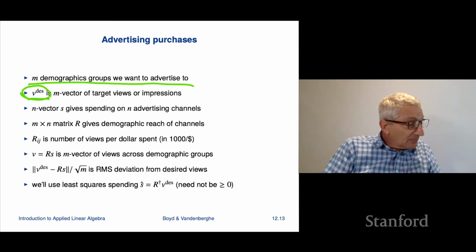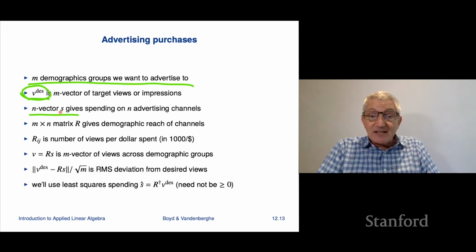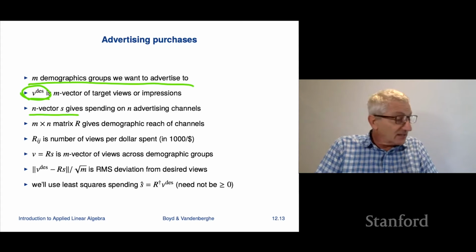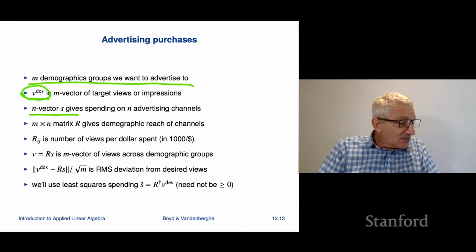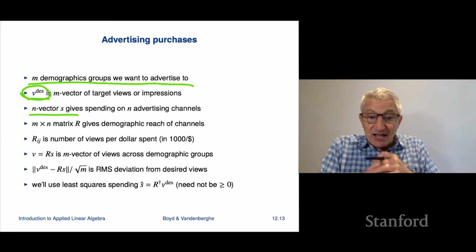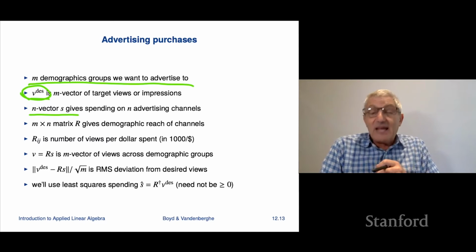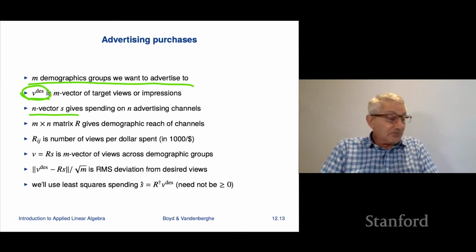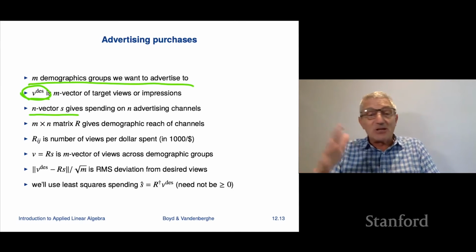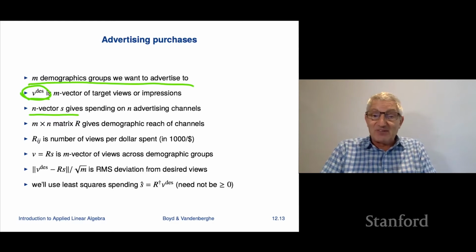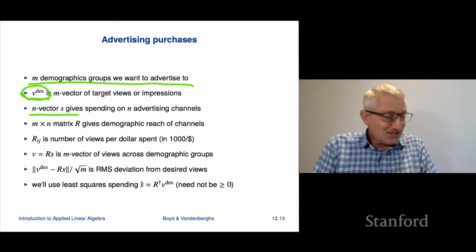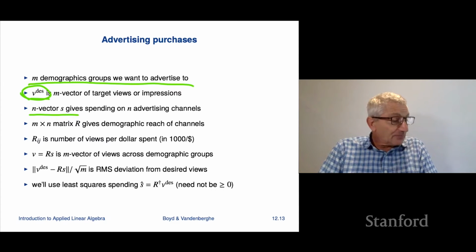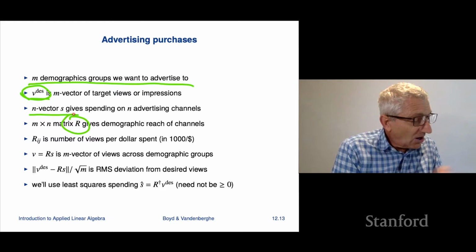Okay, so I have an N-vector, s, and that's going to give me my spending in dollars on N advertising channels. Now, an advertising channel is just what it sounds like. It's something where you pay them and they serve impressions. Sometimes it's a publisher, could be a search engine, could be all sorts of stuff. Could even be traditional stuff like magazine ads. Those are so-called advertising channels.